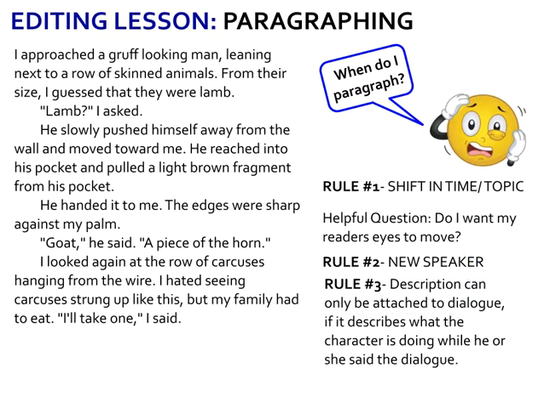I approached a gruff-looking man leaning next to a row of skinned animals. From their size, I guessed they were lamb. Lamb, I asked. Notice how I had to stop and take a breath when there was a new paragraph. Lamb, I asked. He slowly pushed himself away from the wall and moved towards me. He reached into his pocket and pulled a light brown fragment from his pocket. He handed it to me. The edges were sharp against my palm. Goat, he said, a piece of the horn. I looked again at the row of carcasses hanging from the wire. I hated seeing carcasses strung up like this, but my family had to eat. I'll take one, I said.